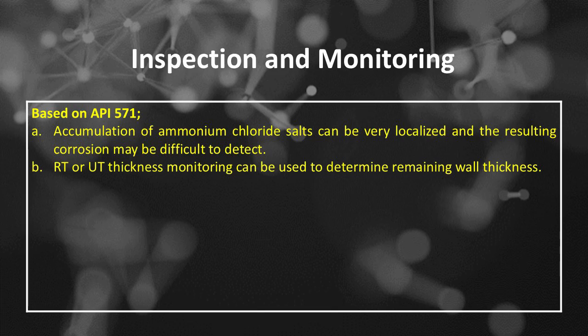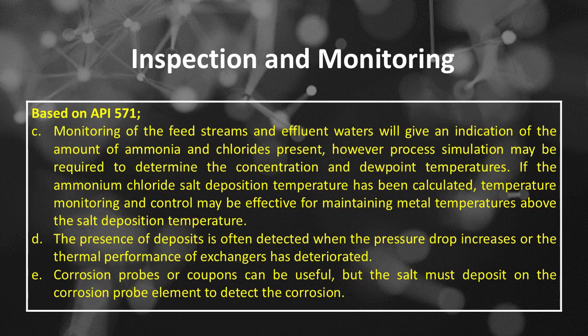A, accumulation of ammonium chloride salts can be very localized and the resulting corrosion may be difficult to detect. B, RT or UT thickness monitoring can be used to determine remaining wall thickness. C, monitoring of the feed streams and effluent waters will give an indication of the amount of ammonia and chlorides present, however process simulation may be required to determine the concentration and dew point temperatures. If the ammonium chloride salt deposition temperature has been calculated, temperature monitoring and control may be effective for maintaining metal temperatures above the salt deposition temperature.